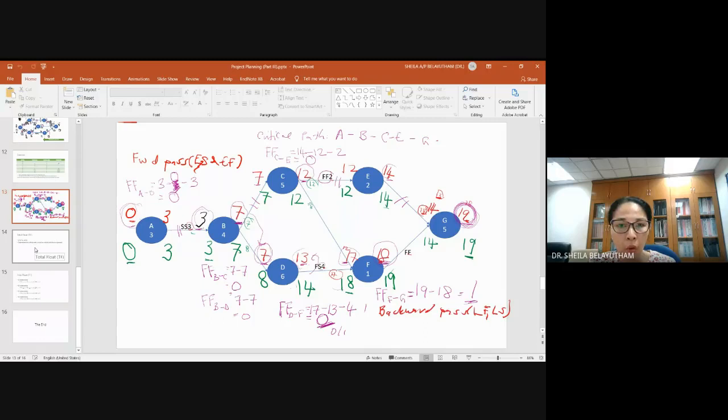So we have done the forward pass, backward pass, total float, and free float. For today, I've asked you to make a simple calculation on an activity from another slide. So far, any question in regards to this?